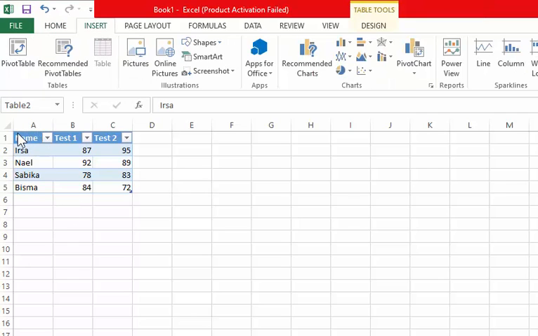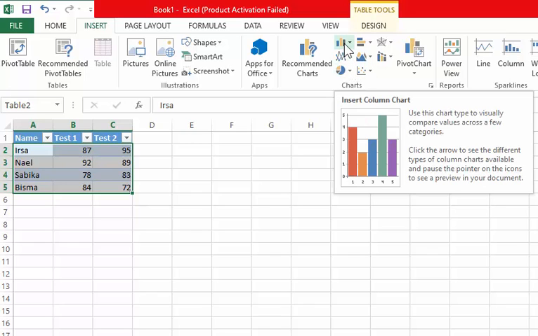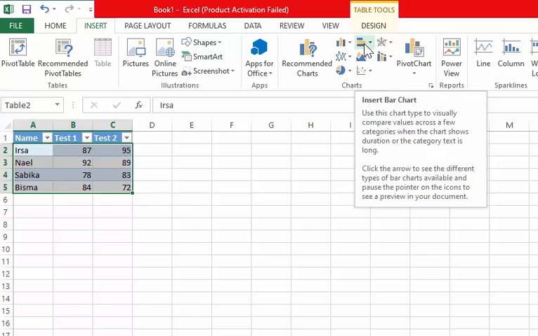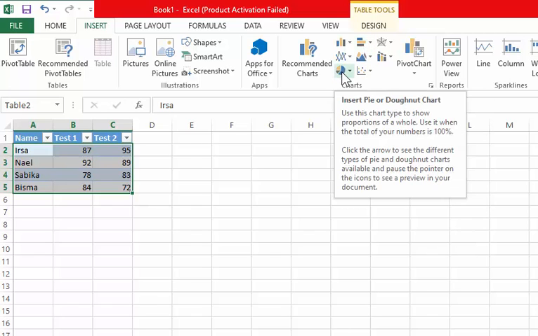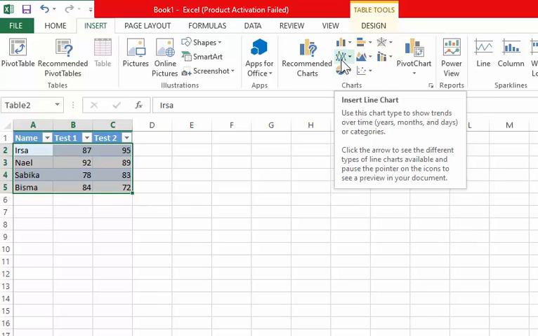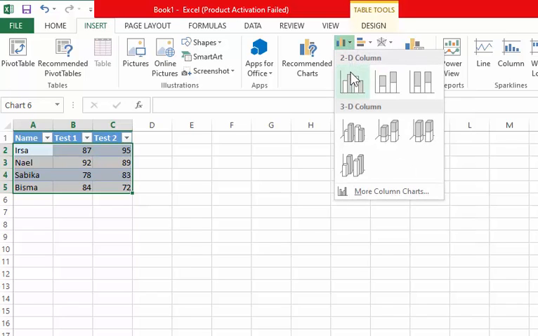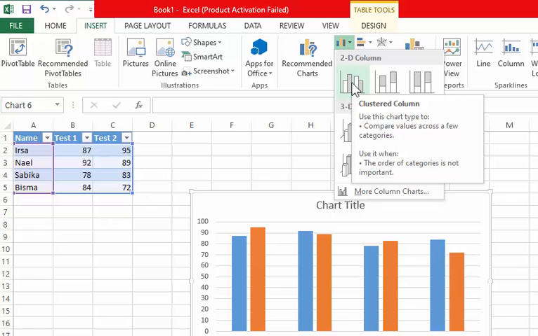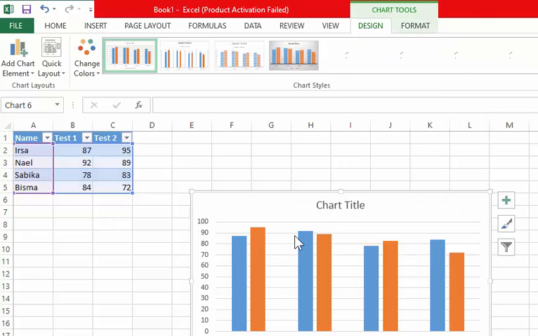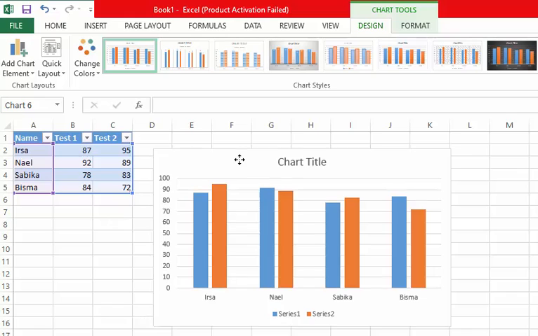Now if you want to create a chart, then select the table. Here are options like insert column chart, bar chart, pie chart, line chart. Okay, I want to create the 2D column chart, so click on it and you will see.